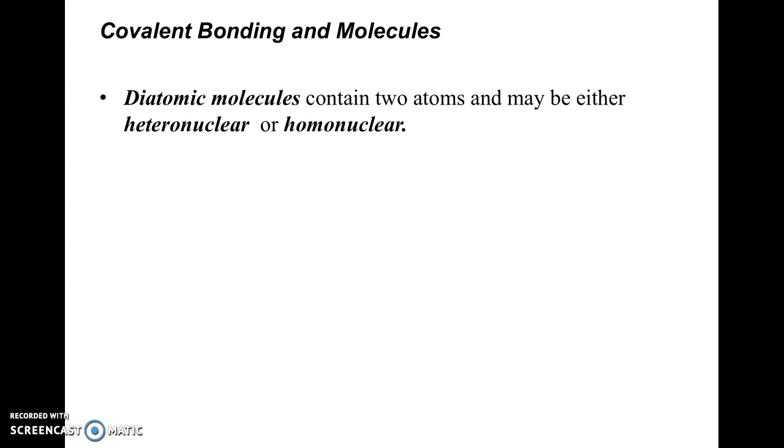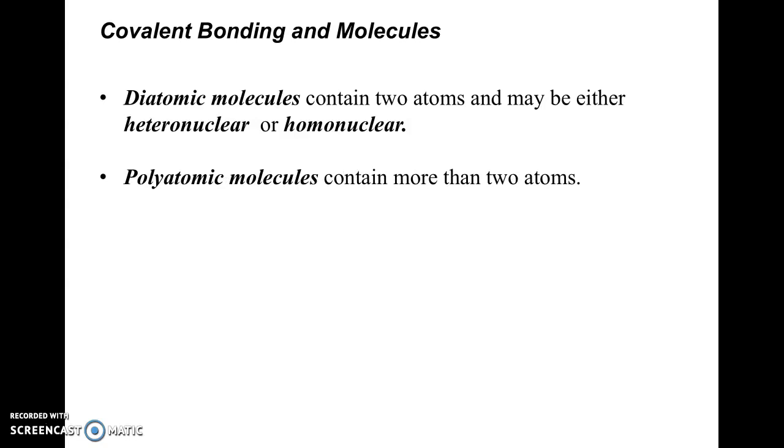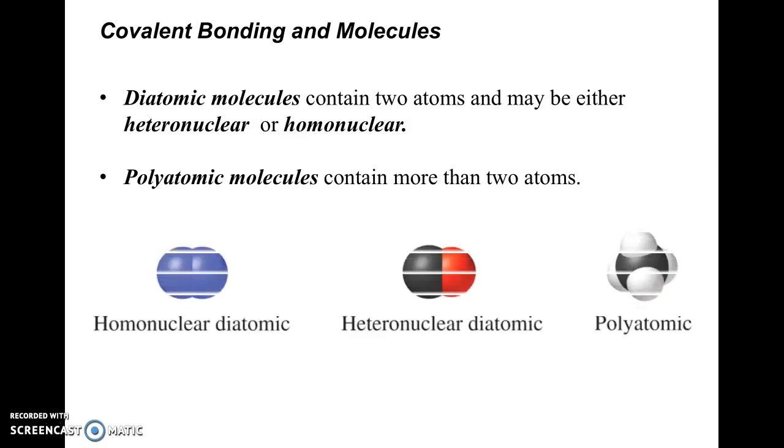Okay, so we need to recognize there's some different kinds of molecules. Diatomic means it's made up of two atoms, and those molecules can have two atoms that are the same or two atoms that are different. If they are the same, they're homonuclear. If they're different, they're heteronuclear. Or you can have polyatomic molecules, and we have some examples here.